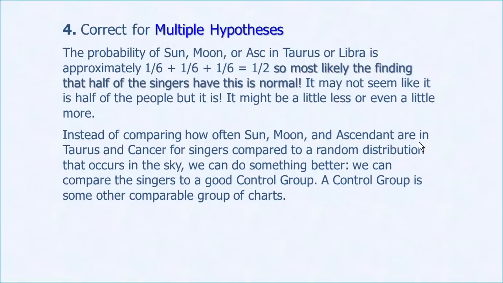So, it doesn't feel like it. Like, wow, about half the population is going to have Taurus or Cancer conspicuous in their charts. It's going to be the sun, moon, or ascendant. Yes, true for any sign.